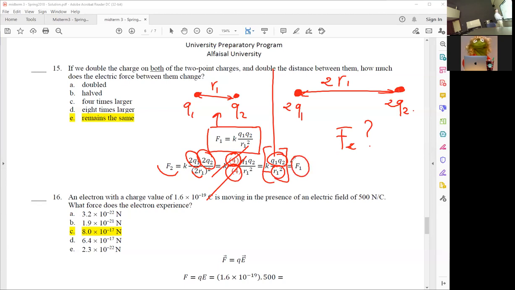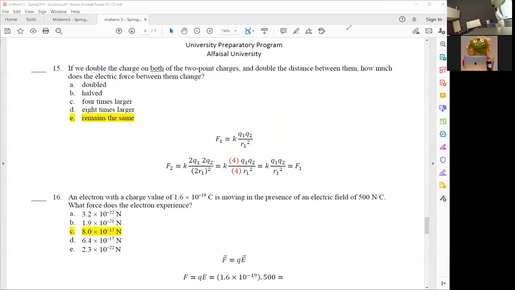And what else is this but F1? So F2 will be equal to F1, and that means the force remains unchanged. It will remain the same. When you double both charges and you double the distance, the force will remain the same. Hope it's clear to you guys.